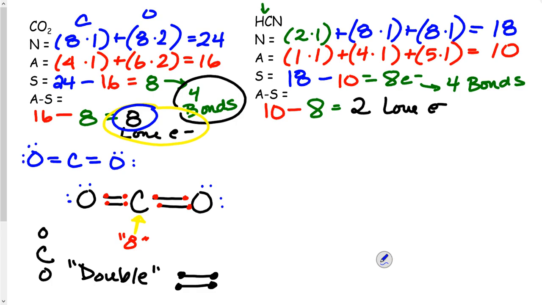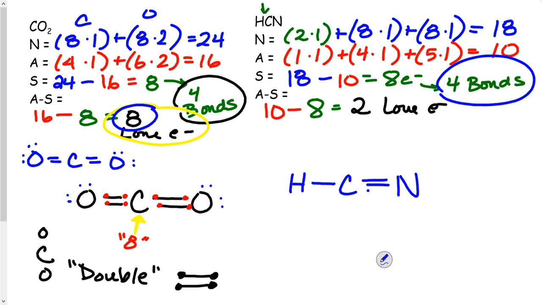HCN. All right. We know that hydrogen cannot go in the middle, so hydrogen has to be on the end. Between carbon and nitrogen, carbon is least electronegative, so we're going to place the carbon and then the nitrogen. And we've calculated 4 bonds. So hydrogen can only have a single bond. Therefore, the remaining 3 bonds are going to go between the carbon and nitrogen, giving us our triple bond.